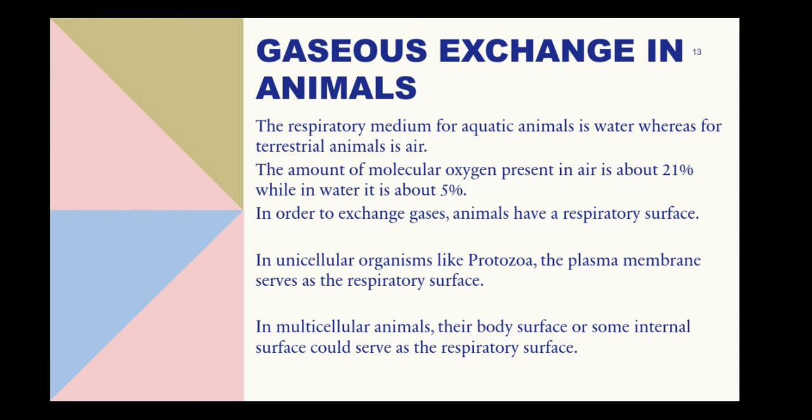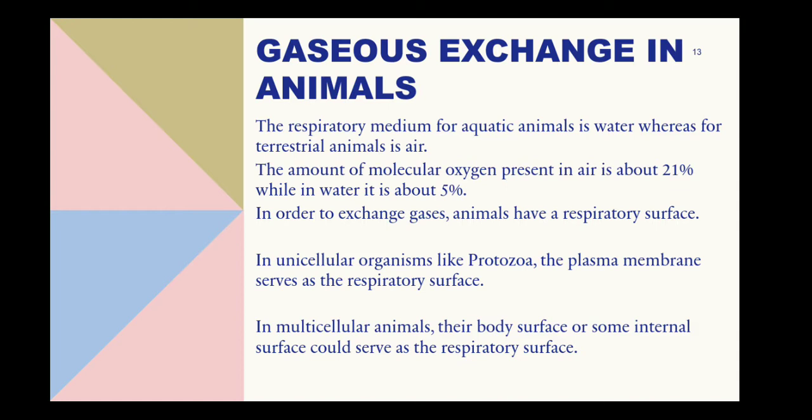In order to exchange gases, animals have a respiratory surface. Now, this surface is different in different animals. In unicellular organisms like protozoa, the plasma membrane serves as the respiratory surface. So all the gaseous exchange takes place through that plasma membrane.